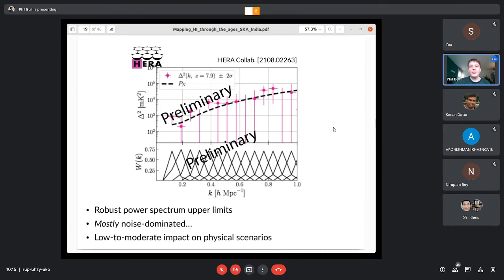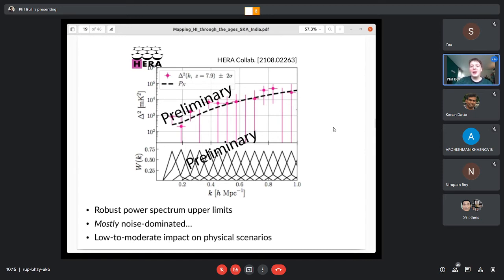Okay, so I'll just very briefly show you our preliminary power spectra. In fact, this paper has now been accepted, so I can actually remove the preliminary tags here. It's just been accepted. So here you can see this is our 1D averaged power spectrum.